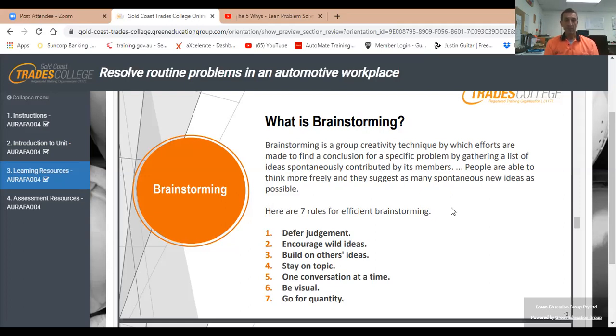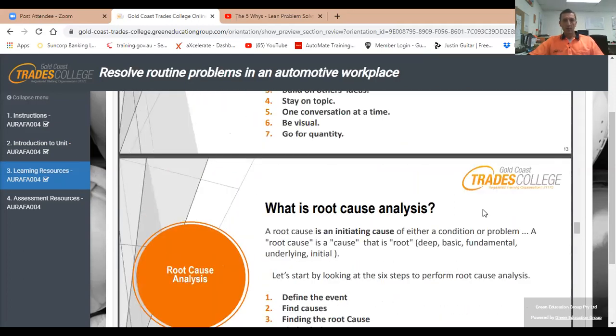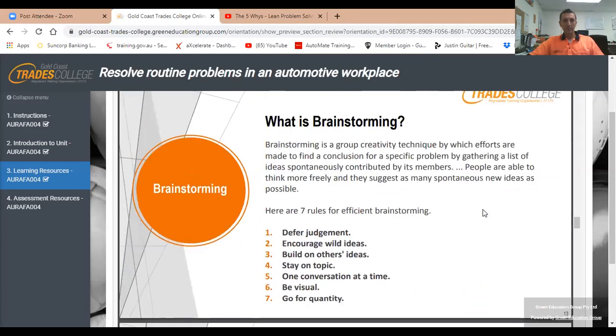Number 7, go for quantity. Don't dismiss anything. Lots of ideas is what we're looking for in a brainstorming session. Come up with as many ideas as possible. Go for quantity. So nothing is silly, nothing is off the table. Wild ideas, anything that helps you come up with a whole host of different options. So that's a quick overview of brainstorming.